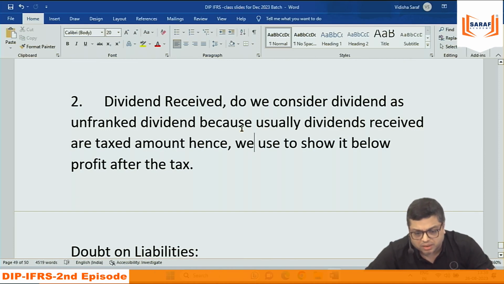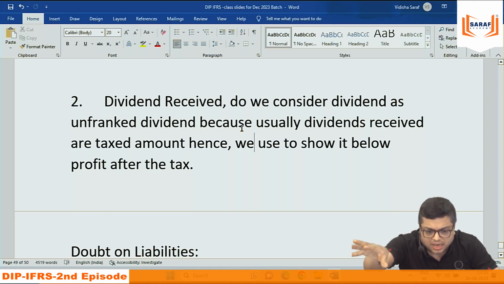You don't have to show it in profit after tax, but in profit before tax. Before that, from operational income, you will add investment income. This is that, the investment income.